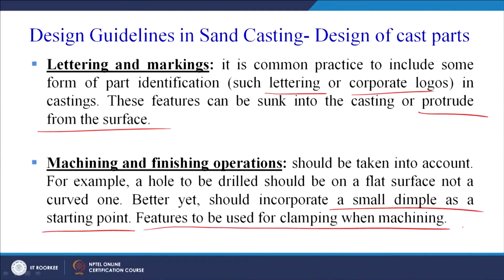Features to be used for clamping when machining. So when the part or the casting has to be machined after casting, we need to have proper holding features through which it can be held on the machine for improving the surface finish. Therefore the machining aspects have to be taken into account during the design stage of the product which has to be made by the casting process. So this is the last part.